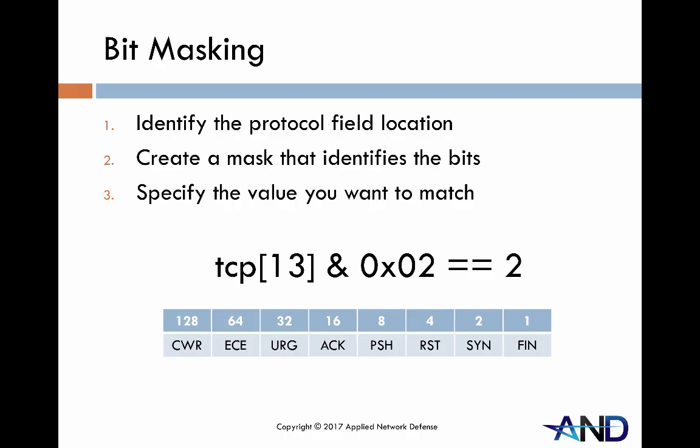So this will give us any packet with the SYN bit set, not only the SYN bit set, but any packet with the SYN bit set. So it could, again, be a SYN-ACK or a SYN push or something like that, or some weird combination that isn't even to spec, like SYN reset or something of that nature. So what we're doing here is bit masking. Again, identify the protocol field location, create a mask that identifies the bits, specify the value you want to match, and then you're kind of there. So the syntax itself isn't too hard as long as you follow those 3 steps. So this may not make complete sense quite yet, but let's go through a couple other examples that will hopefully help you make better sense of bit masking.